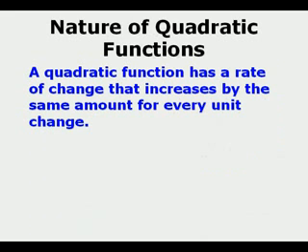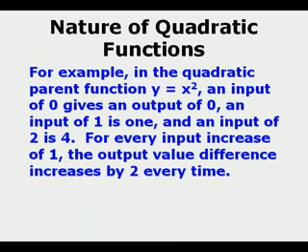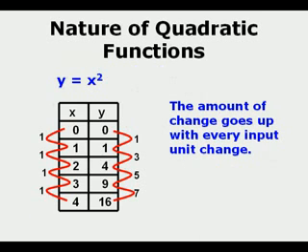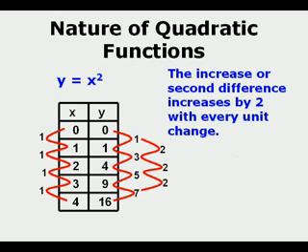Now a quadratic function has a rate of change that increases by the same amount for every unit change. For example, in the quadratic parent function y equals x squared, an input of 0 gives an output of 0, an input of 1 is 1, an input of 2 is 4. For every input increase of 1, the output value difference increases by 2 every time. And here we have it on the right. We have 1, 3, 5, 7. And that increase, or second difference, increases by 2 with every unit change.